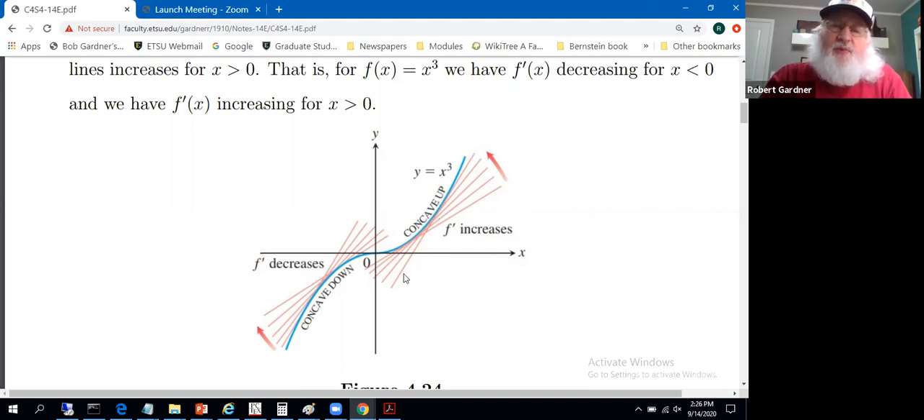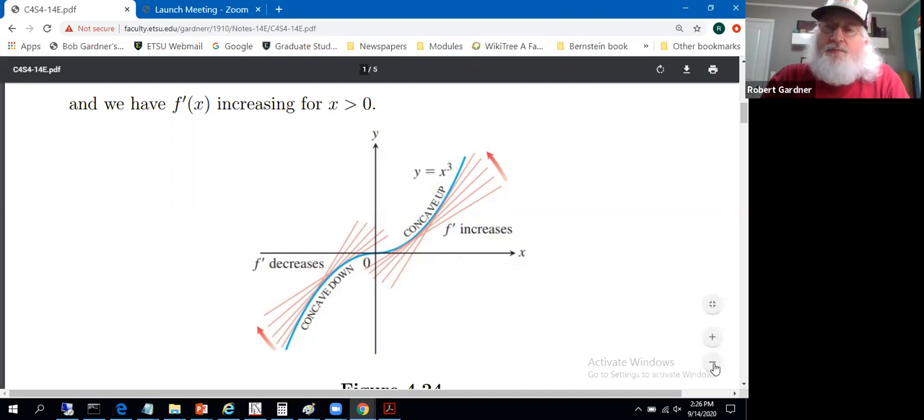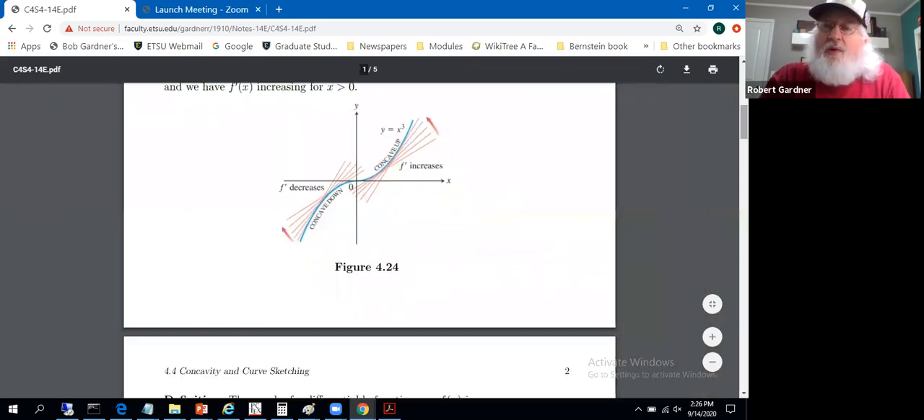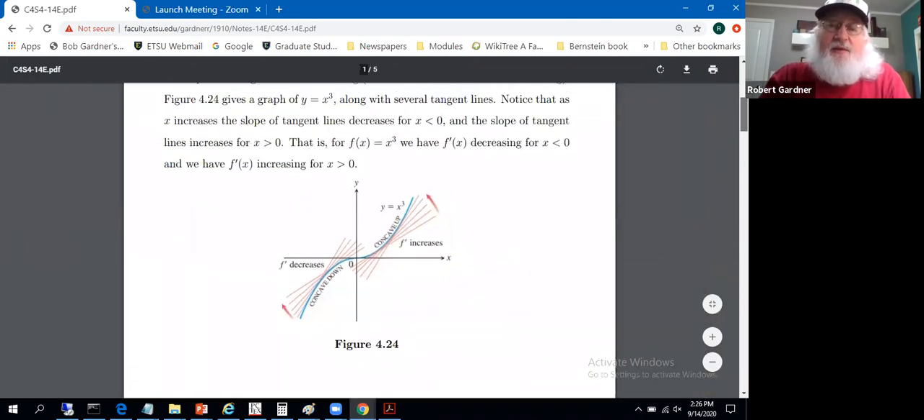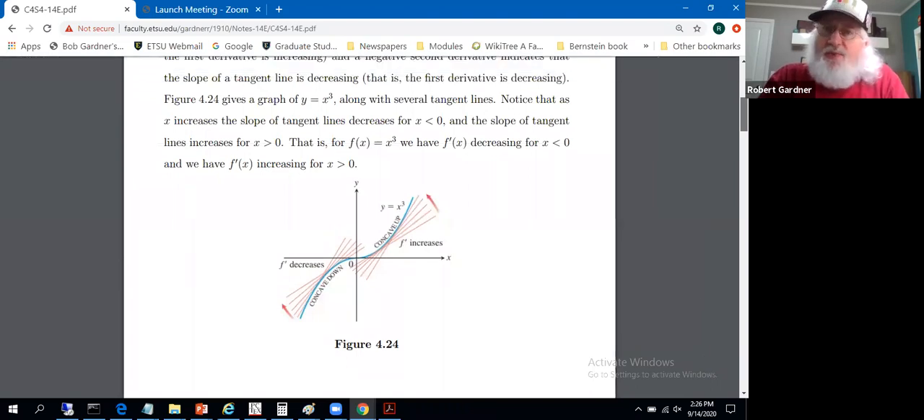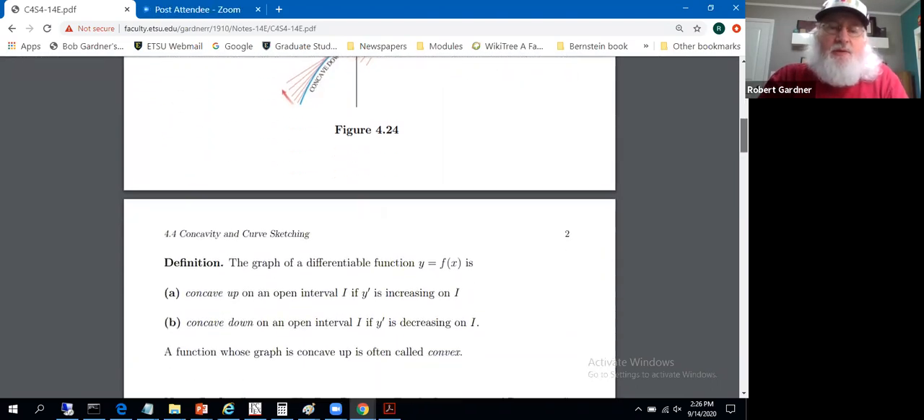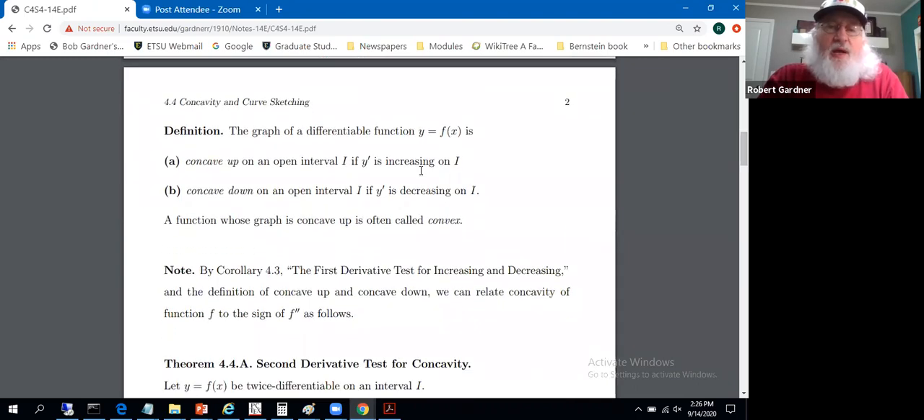So in both cases, we have an increasing function. Here we've got an increasing function that's called concave down. It's sort of arcing downward. And here we have a concave up function. It's increasing, but it's arcing upward in a sense. And we'll elaborate on these specific shapes here shortly. So with this idea of changing slopes of tangent lines, we'll define concave up and concave down more formally.